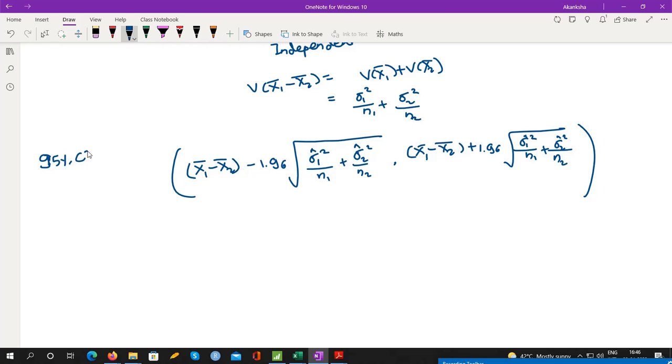This is the 95% CI for the difference between the means. Okay, so let me take one example again.